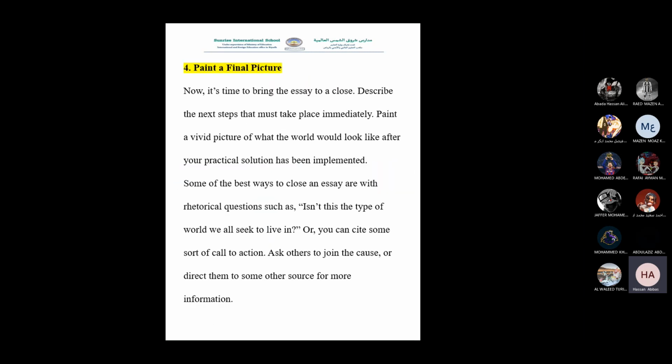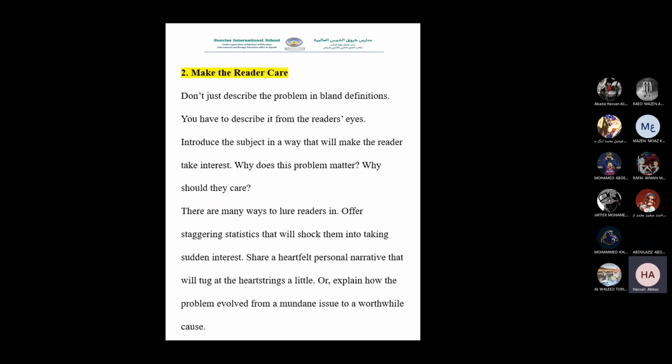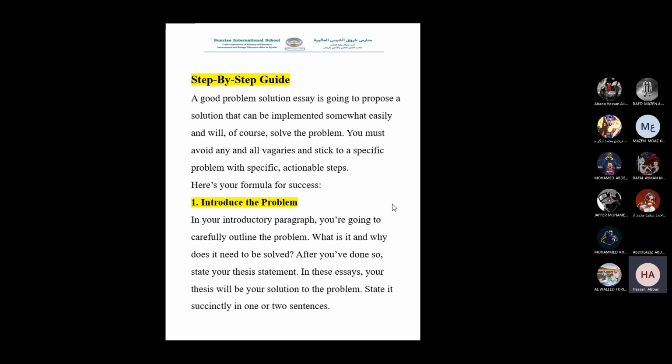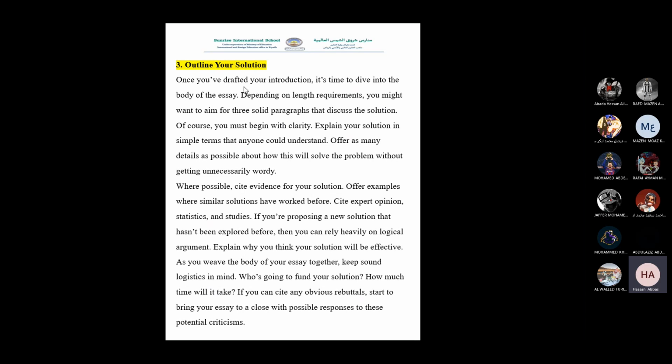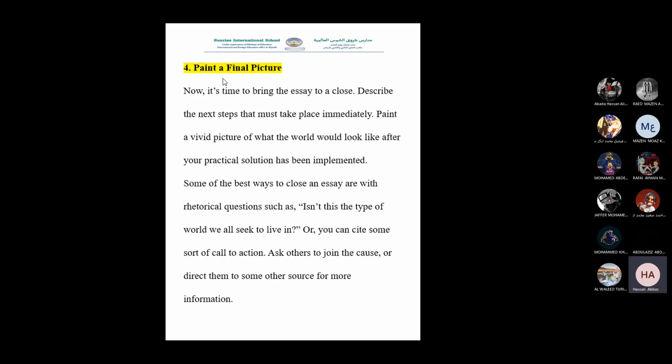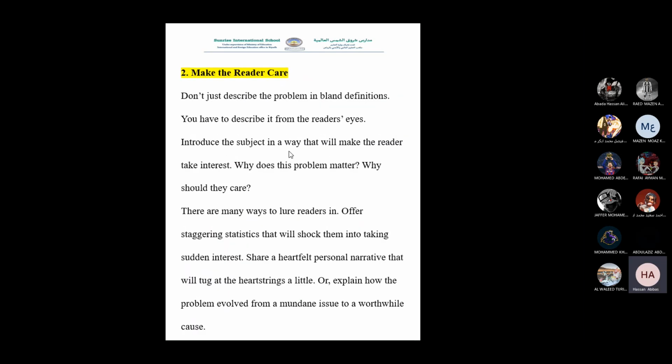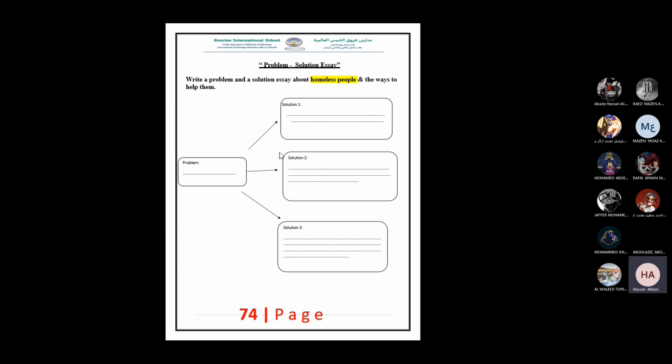These are the different steps that you need to write your own essay about a problem and solution. Introduce the problem. Make the reader care. Outline your solution and paint a final picture. So your essay is about the problem and solution of homeless people. Write this right now, guys, and once you finish, send it through the WhatsApp group. You have around 20 minutes to finish your essay. So go ahead.